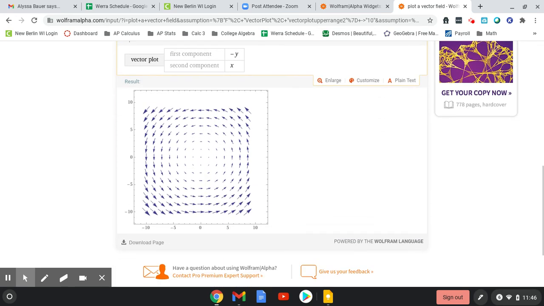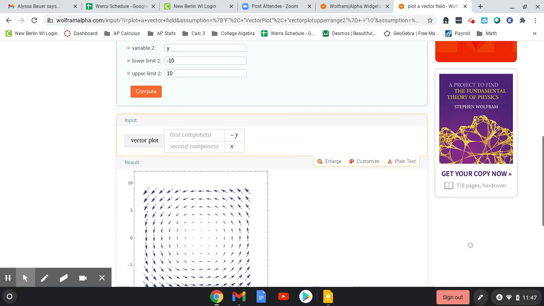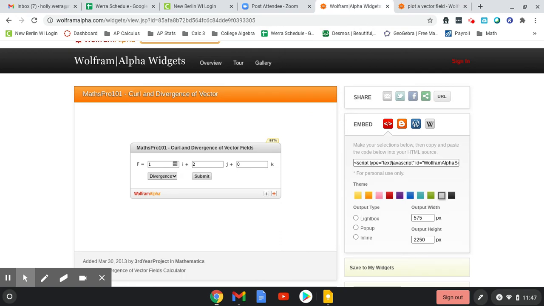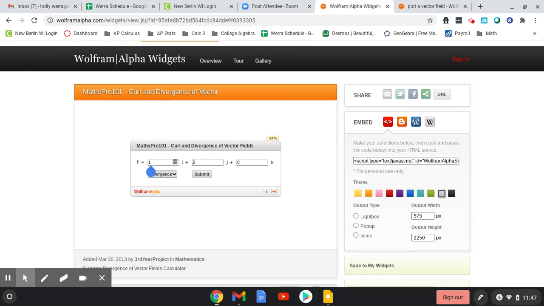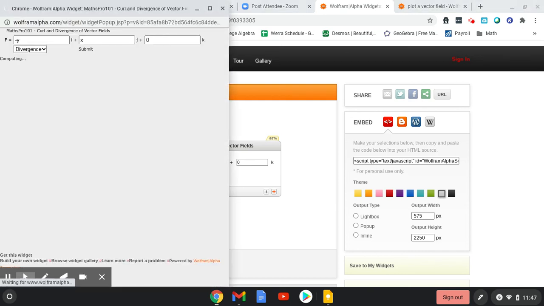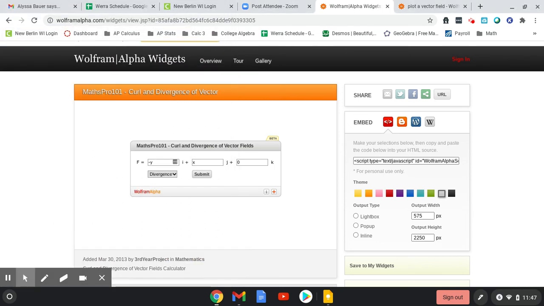So there's my vector field, and I can definitely see we've got curl, but no divergence. If I follow a path, I'm not getting any more or less dense there. So let's just check that. All right, so again, we want negative y and x. There's the divergence first. Divergence is 0. And again, this is one that you could easily hand calculate. And then my curl.